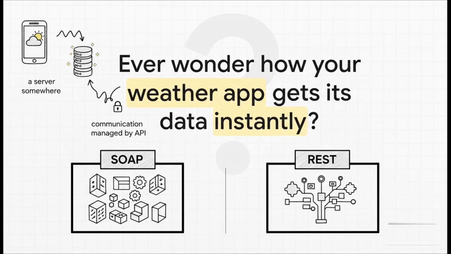Seriously, think about it for a second. You pop up a weather app and boom, there's the forecast for the next 5 days. How in the world does that happen? Well, that app is talking to a server somewhere to grab that data. And the conversation is managed by something called an API, an application programming interface. Today, we're diving into the two main ways to build these APIs, the classic SOAP and the modern REST.